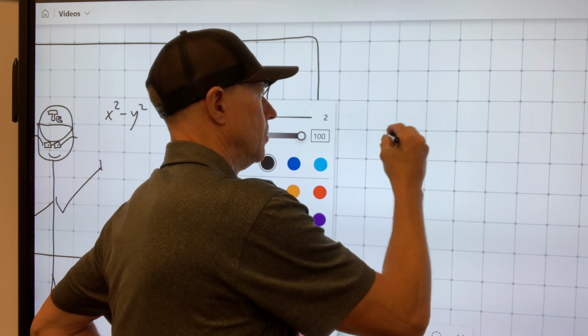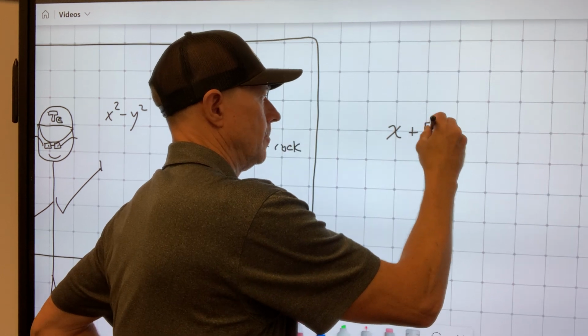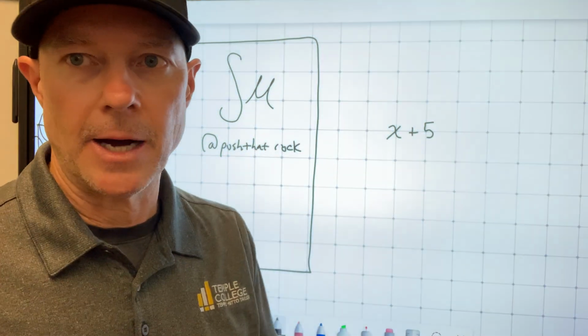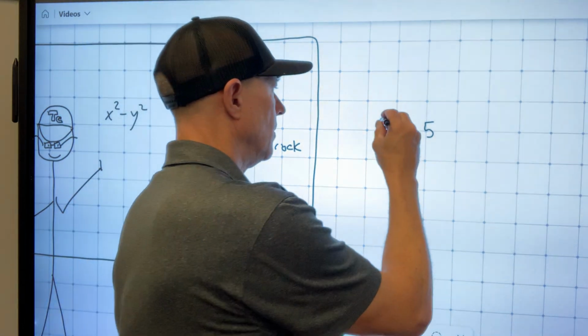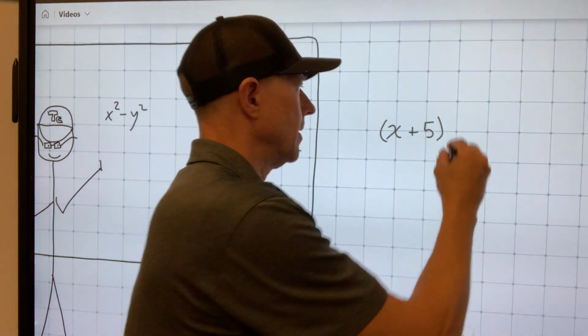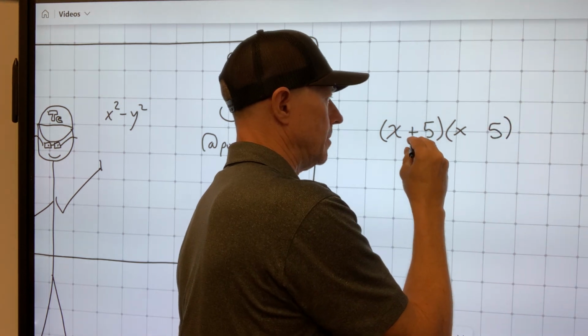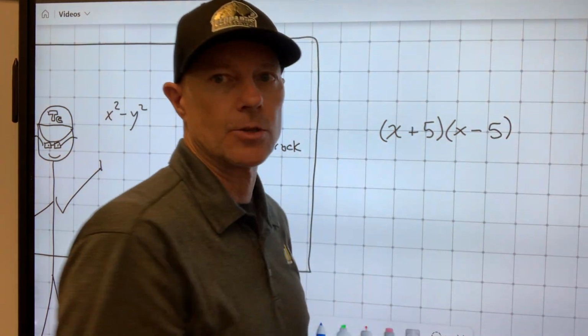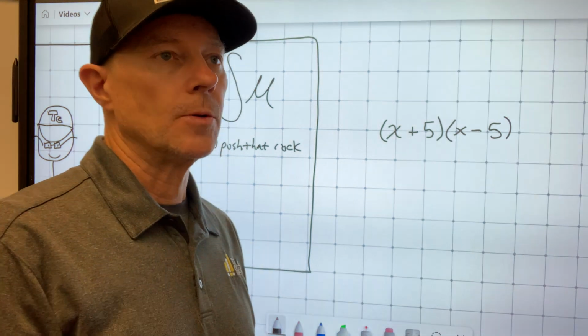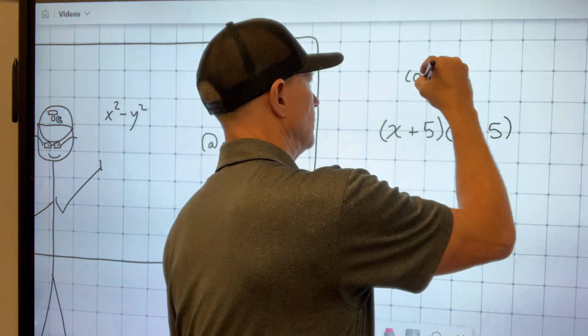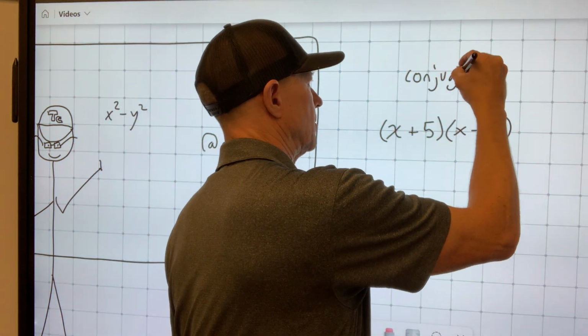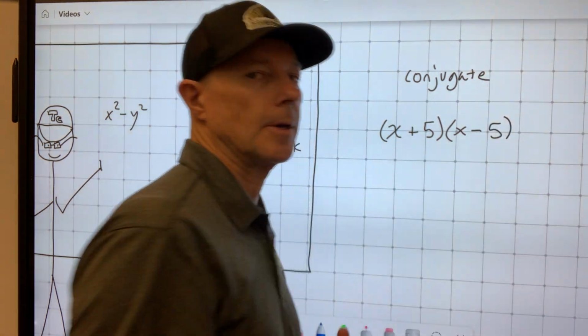Let's take a binomial like x plus 5 and multiply it by its conjugate. The conjugate of a binomial is the same binomial, only change the sign in the middle. So these are conjugates of one another. That word conjugate is spelled like this. Okay?